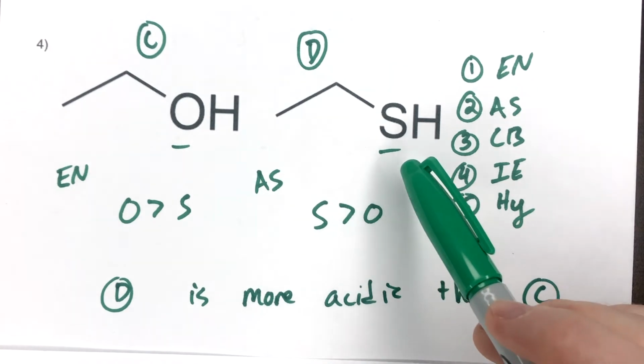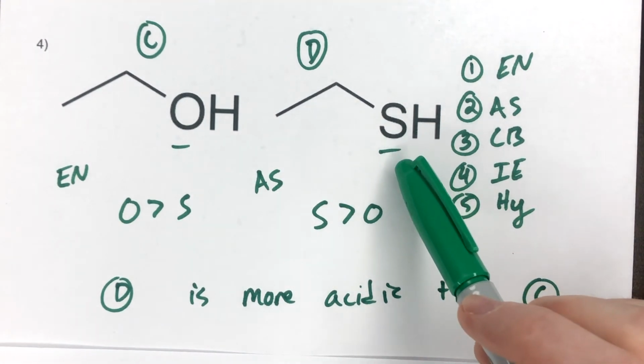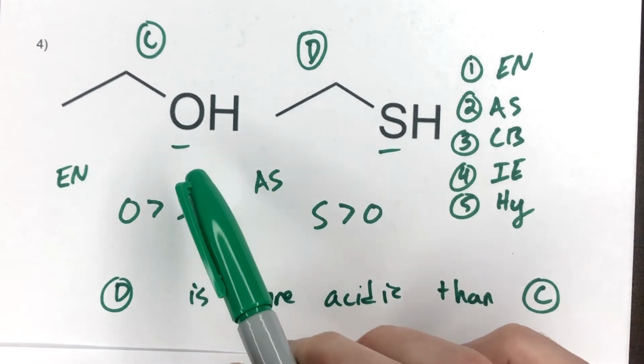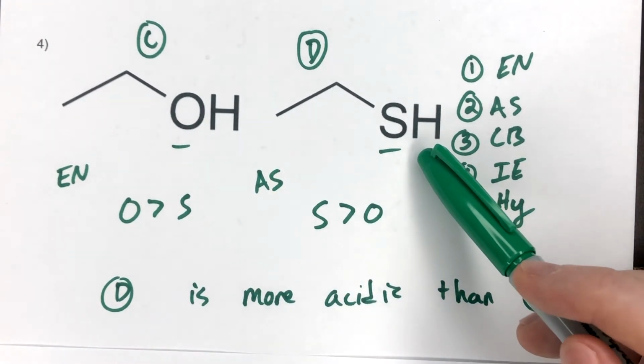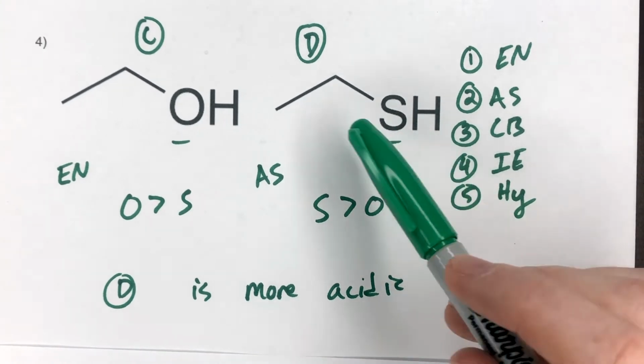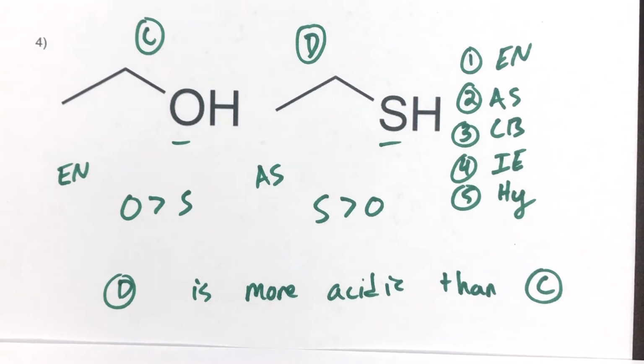So what that means is that this is, on the log scale, at least 5 lower than the alcohol, which means that this is 10 to the 5 more acidic than the alcohol, which is a lot more acidic. So this tells you how much more significant atomic size is than electronegativity for predicting acidic strength of protons. All right, here we have another question.